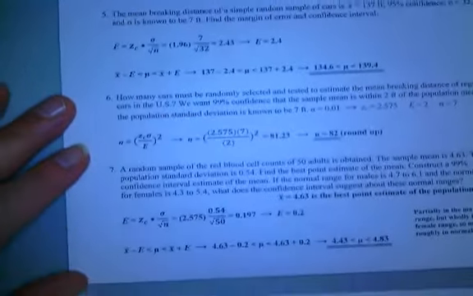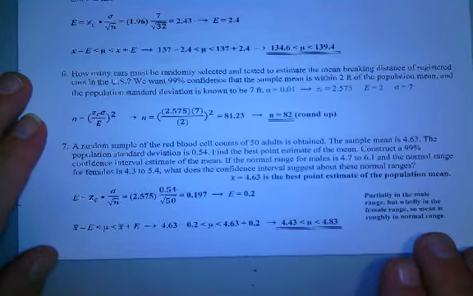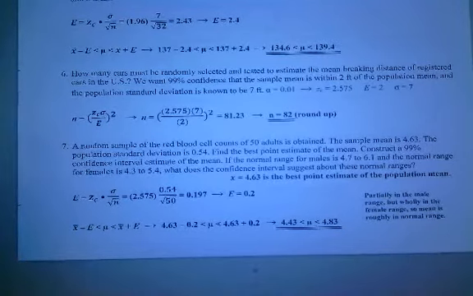And then finally, let's look at our last example, and then do a little bit of an interpretation, if you will. A random sample of red blood cell counts of 50 adults is obtained. The sample mean is 4.63. The population standard deviation is 0.54. Find the best point estimate of the mean. Construct a 99% confidence interval estimate of the mean. If the normal range for males is 4.7 to 6.1, and the normal range for females is 4.3 to 5.4, what does the confidence interval suggest about these normal ranges?